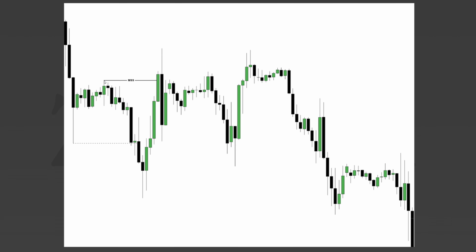Some traders may take this market structure shift as a bullish indication that price is going to continue higher. However, that is not the case. Yes, market structure works most of the time, but not always. And it is nothing without high time frame context. We see this lower time frame market structure shift, yes. But what happens on the higher time frame?